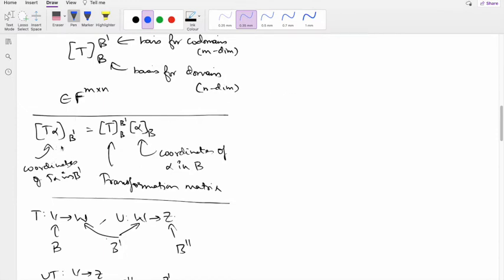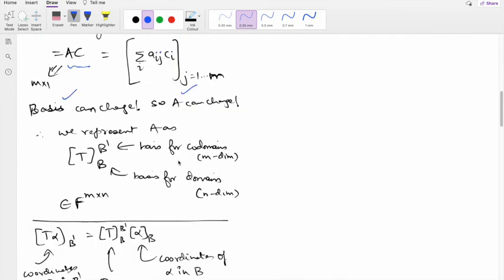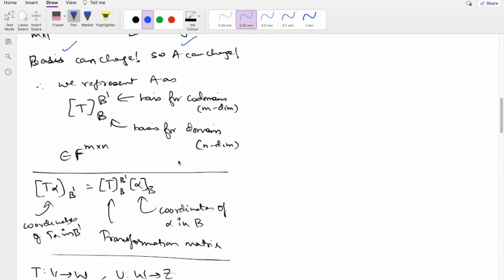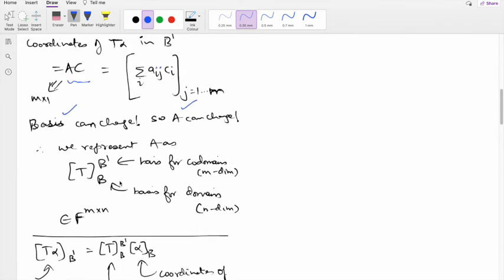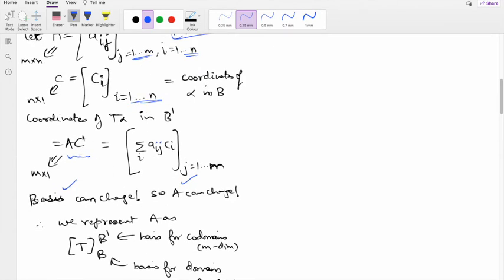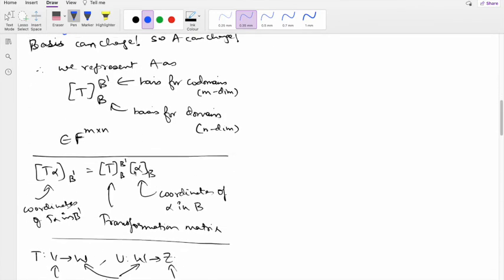So the point here is that if you want the coordinates of this T alpha in B dash, which is what you were looking at here, that basically is this T B B dash, which we had as A here, by the way. So this is A into C, where C is the coordinates of alpha under the basis B.